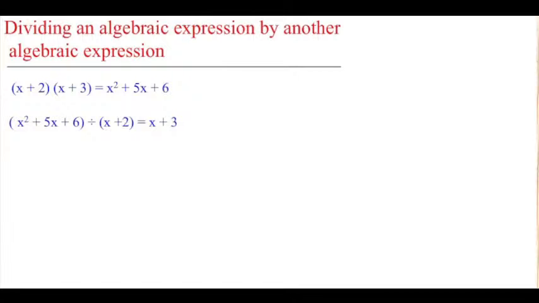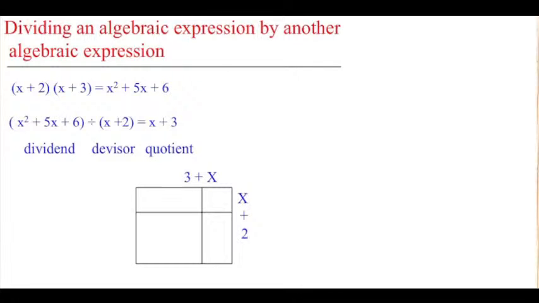X squared plus 5x plus 6 is called the dividend. X plus 2 is called the divisor. X plus 3 is called the quotient. We can also represent the divisor on the opposite figure.